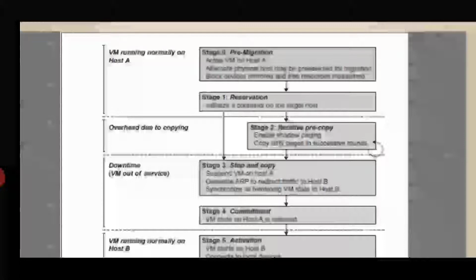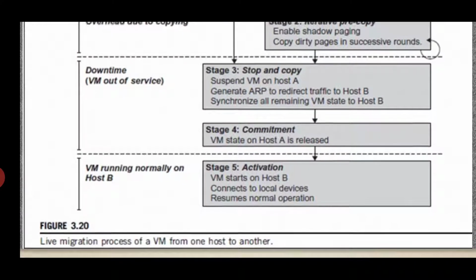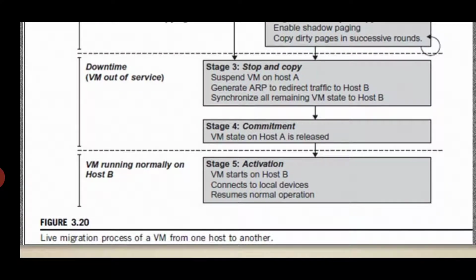And coming to the final one, virtual machine running normally on host B, at stage 5 it should be activation. The virtual machine starts on host B, it connects to local devices, resumes normal operation. That is the process of live migration of a virtual machine from one host to another. It is a step by step process from stage 1 to stage 5.